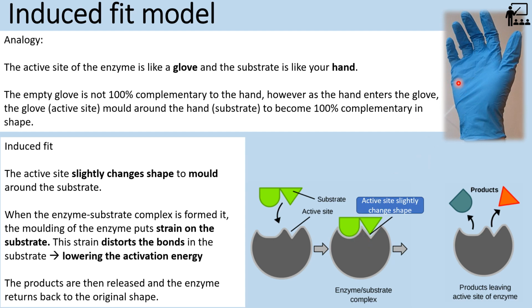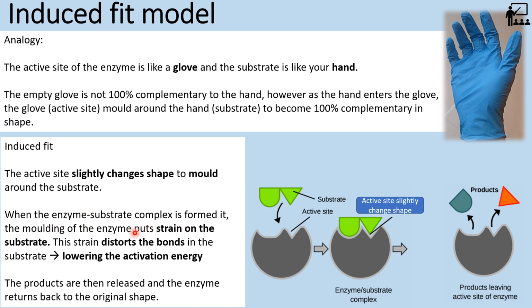The analogy I've given is like wearing a glove. The active site of the enzyme is like the glove, and the substrate is your hand. The empty glove is not 100% complementary to the hand. However, as the hand enters the glove, the glove molds around the hand to become 100% complementary in shape. Similarly, in induced fit, the active site slightly changes shape to mold around the substrate. That's the key difference between these two models. As the substrate fits in, the active site slightly changes its shape to mold around the substrate.